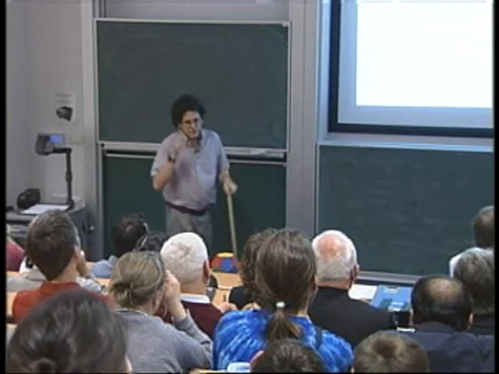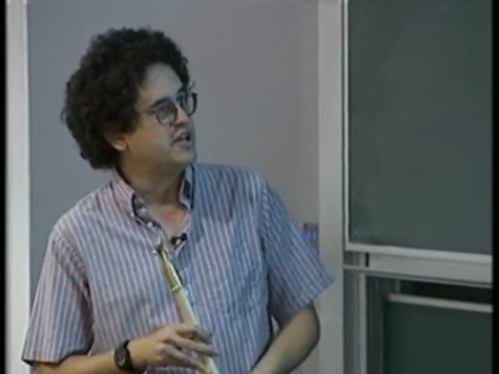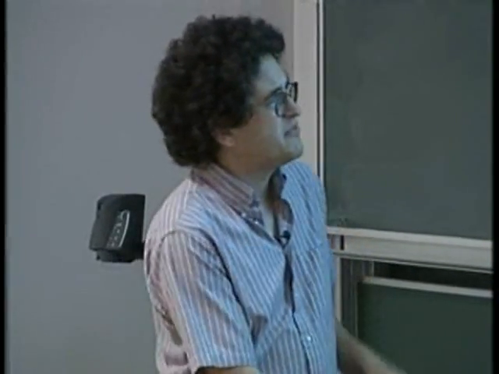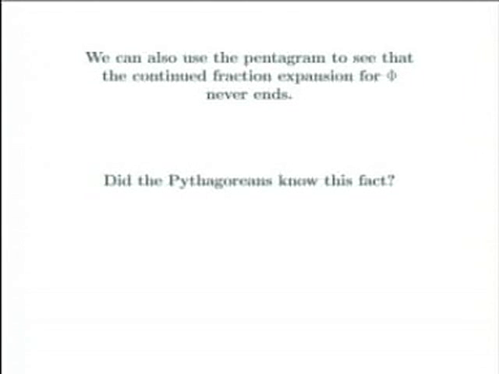And in fact, the Greeks really liked proofs using geometry. They didn't really write down fractions the way we did. But you can even just look at a pentagram and stare at it. And if you stare at it hard enough in the right way, you can see from it that the continued fraction expansion for phi never ends. And so something that some people wonder is whether just that would be enough to let them see that phi was irrational.